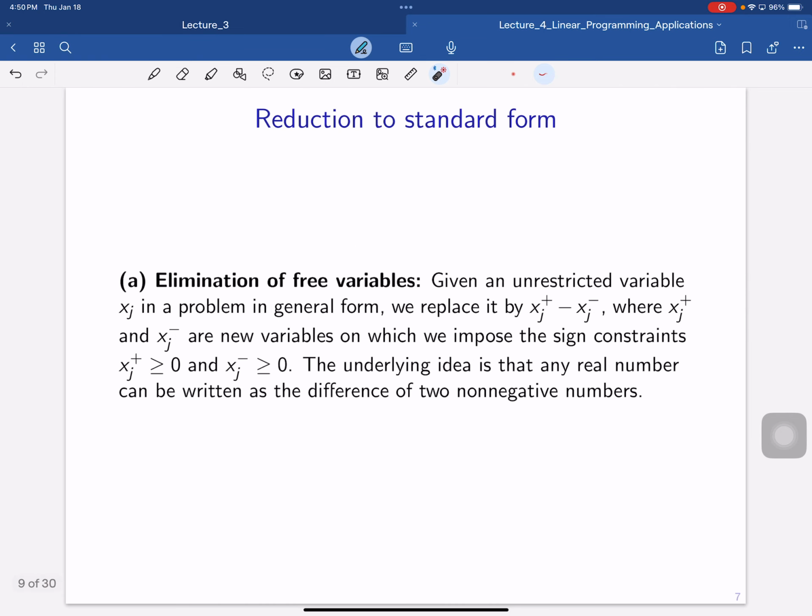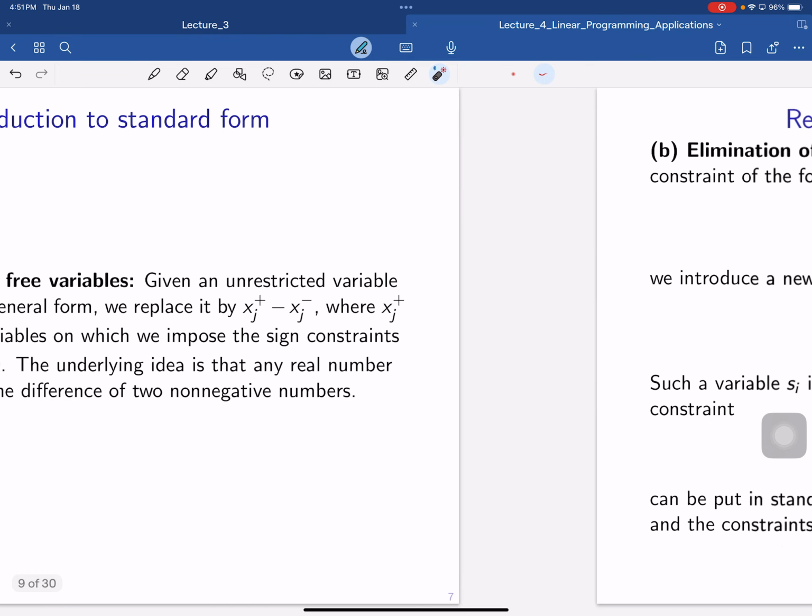Yeah. Of course, that's a very trivial conversion, right? You are kind of replacing one variable with 2 variables. What's the benefit of doing that? The reason is that we want to convert to the standard form for the so-called simplex algorithm. Okay. So that part we handle the free variables.